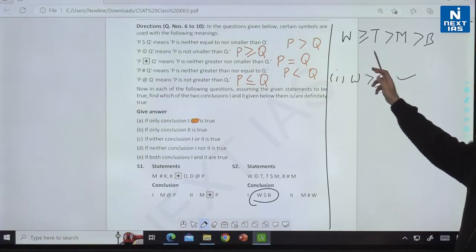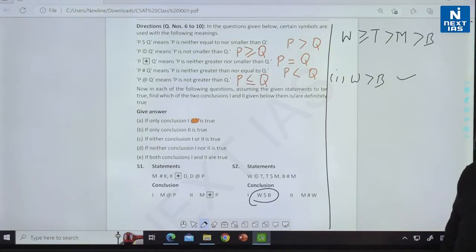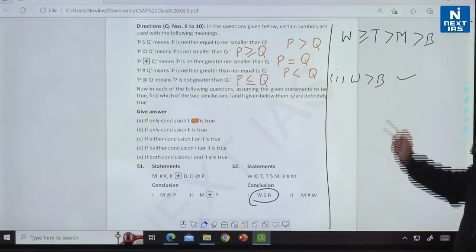W is greater than or equal to T. T is greater than M. M is greater than B. Is it clear? So definitely this one will follow.